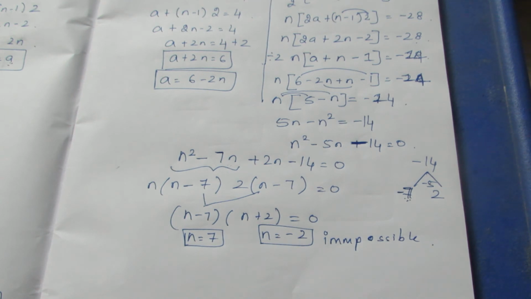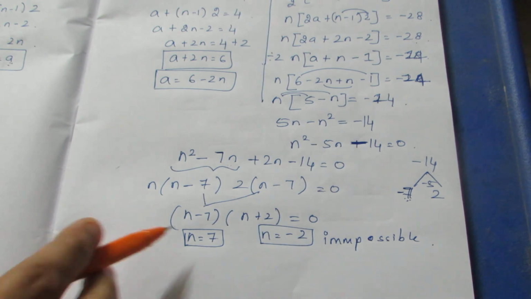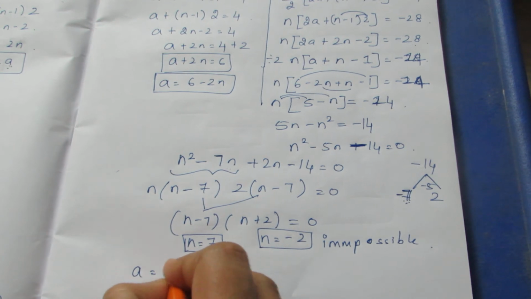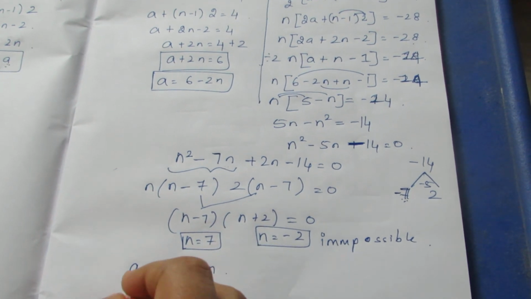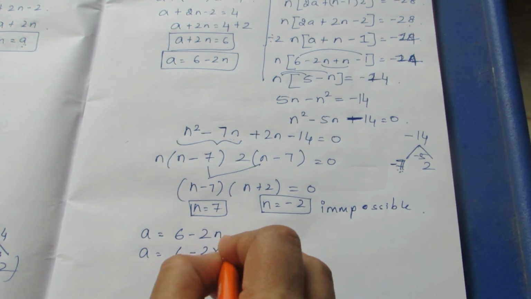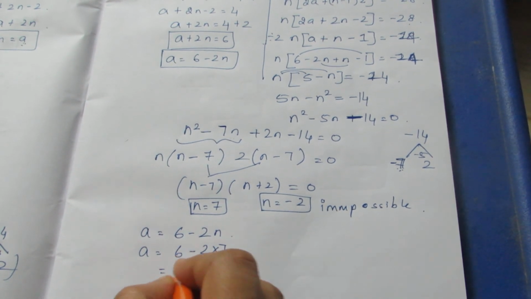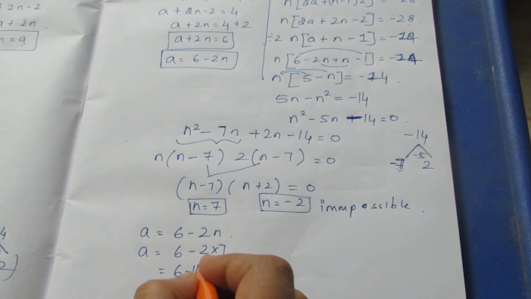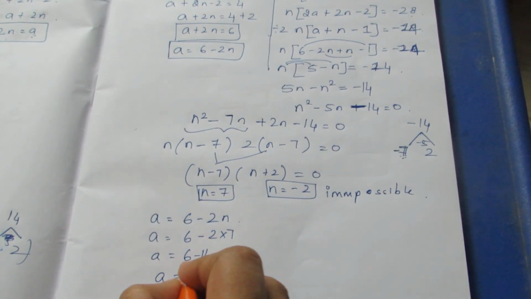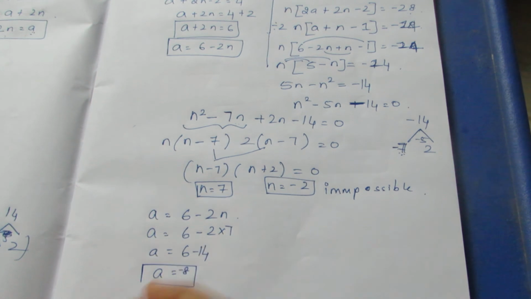They have asked us to find a. So substitute the n value over here. We have a to be 6 minus 2n. So a is equal to 6 minus 2 into 7. 2 into 7 is 14. So a will be equal to 8 with the greater number's sign of minus.